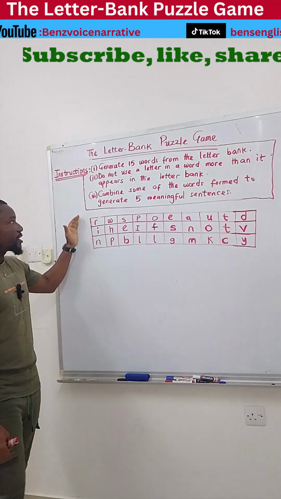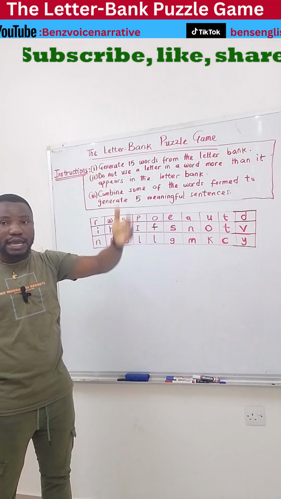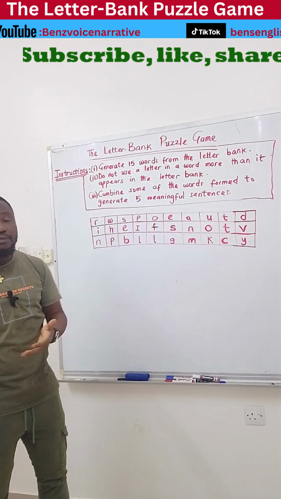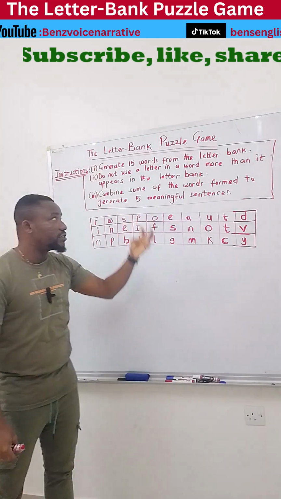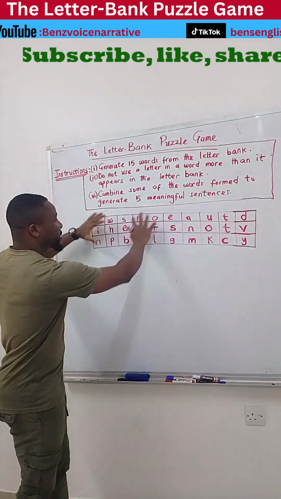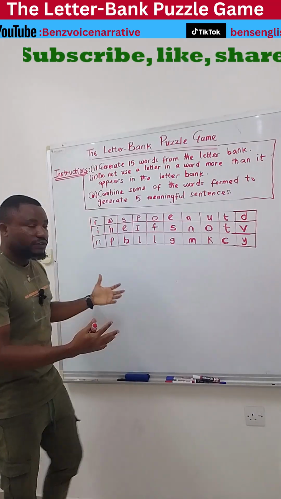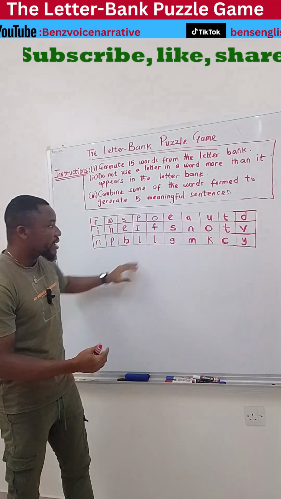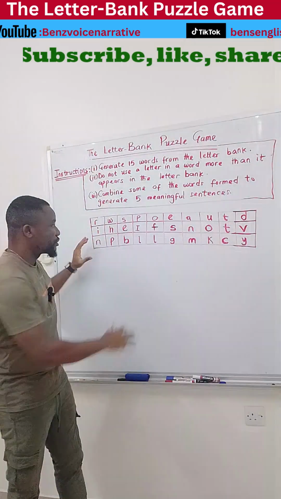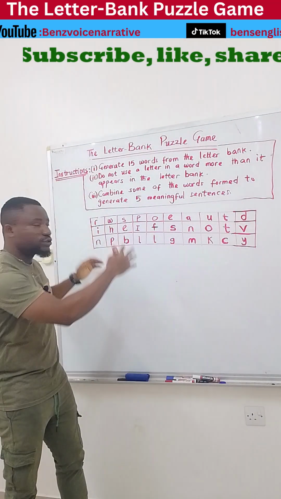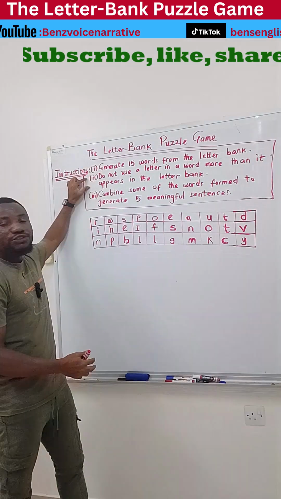So let's get to the instructions. Remember, the game is the letter bank puzzle game, or you can say the English letter bank puzzle game. The first instruction is that you're going to generate 15 words from the letter bank. This is the bank of letters, a reservoir of letters. From this letter bank, you're going to list 1, 2, 3, up to 15. You generate 15 words from this group of letters. Let's go to instruction number 2.